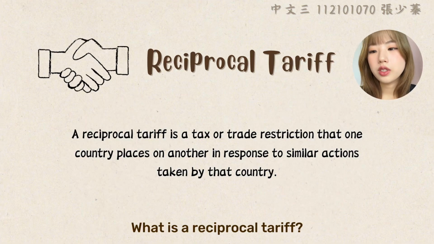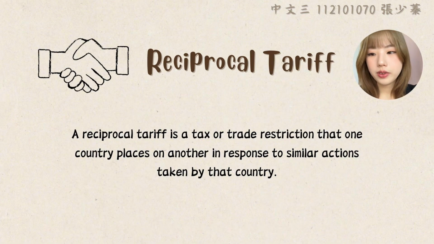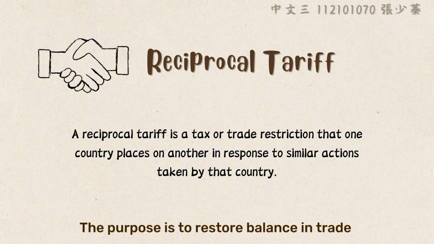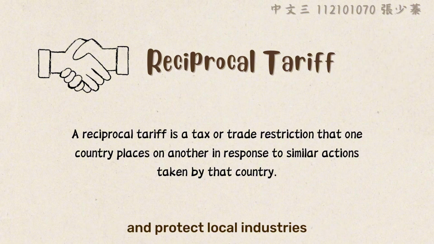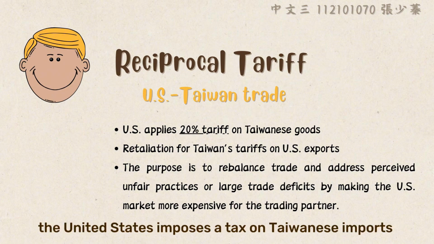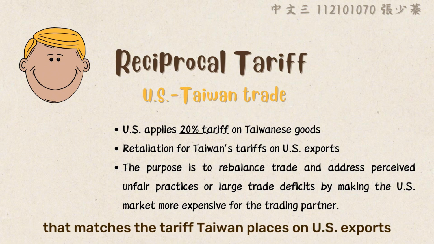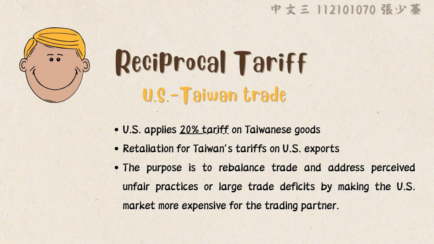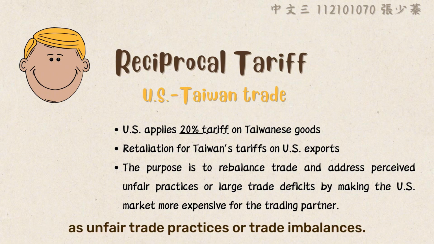What is a reciprocal tariff? A reciprocal tariff is a tax or trade restriction that one country places on another in response to similar actions taken by that country. The purpose is to restore balance in trade and protect local industries. In U.S.-Taiwan trade, a reciprocal tariff means that the United States imposes a tax on Taiwanese imports that matches the tariff Taiwan places on U.S. exports. This is used as a tool to retaliate against what the U.S. sees as unfair trade practice or trade imbalances.